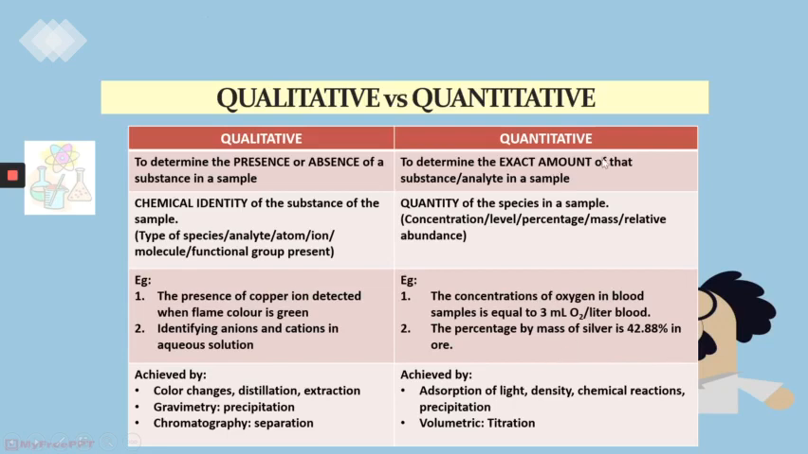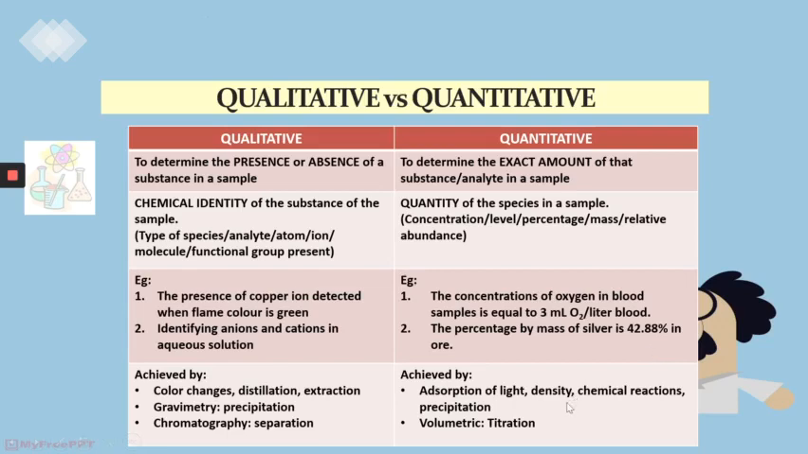So when we do quantitative analysis, it means that you will know how much or the quantity of the substance in the sample. So for this example, what is the substance? It is silver. How much is the substance present in the sample?